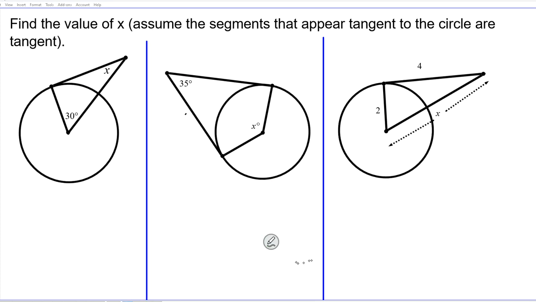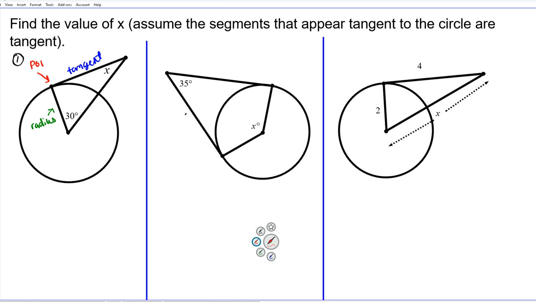All right. So the instructions for the examples are for us to find the value of x, and we're going to make the assumption that the segments that appear tangent to the circles are actually tangent. Okay? All right, so let's take a look at question number 1. So for the first one, let's identify our tangent line. So this line right here, this is the tangent line. All right, this is the radius, as you can clearly see. Radius right here. And this is our point of tangency.